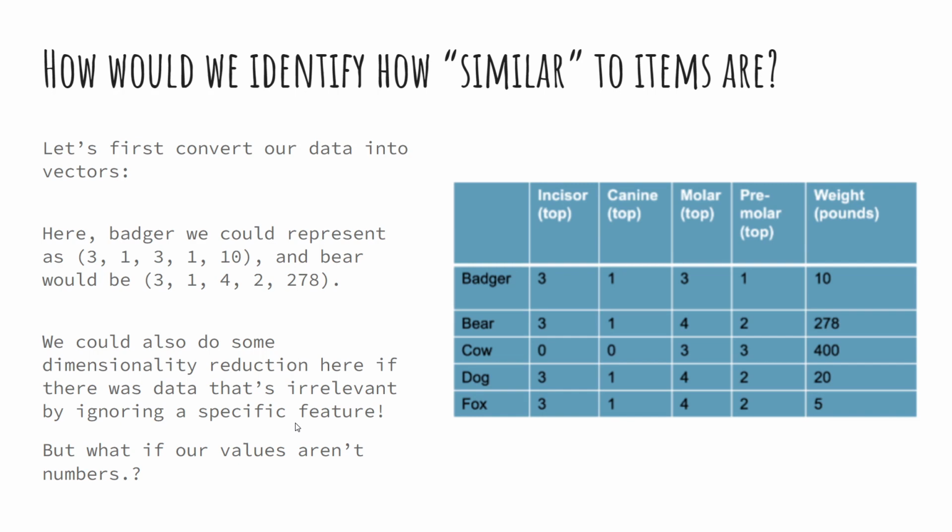Okay, next we need a way to define how similar 2 items are. And the way that we do this is by converting our data into vectors. So here we've got 5 animals and we've got some information about them. A badger, I don't know what most of these mean, but we can see it's 3, 1, 3, 1, 10. So we convert these into vectors. So badger is 3, 1, 3, 1, 10, and a bear is 3, 1, 4, 2, 2, 7, 8.